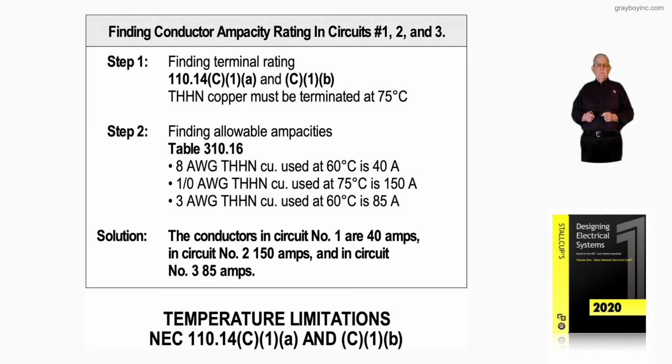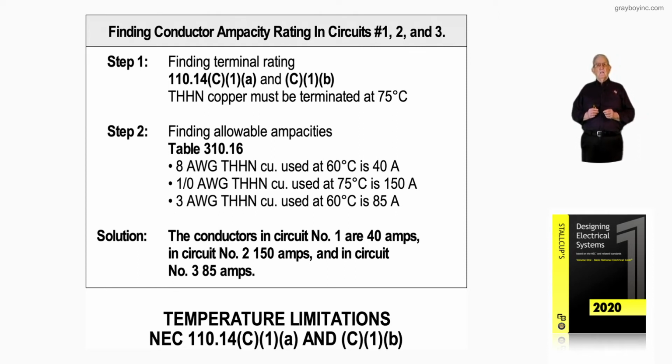Now, this illustration shows how the size conductors, based upon termination ratings, are selected from the previous illustration we just reviewed. And this particular illustration deals with temperature limitations in accordance with 110.14 C1A, C1B, and C2B. Now, reviewing these circuits, we're finding conductor ampacity rating in circuits 1, 2, and 3 that we just looked at in the previous illustration. Step 1.